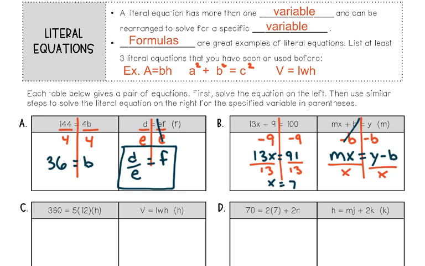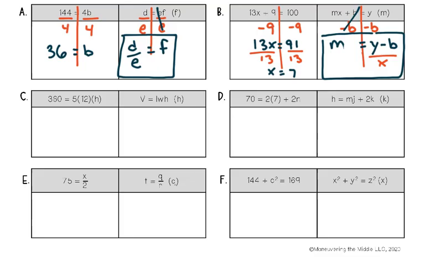Hopefully you realize, just like in our last example, since m and x are being multiplied, and you want to get m by itself, you would divide both sides by x. And if you do it to one side, you have to do it to the other. Since x divided by x is 1, your equation is now solved for m. m equals y minus b all over x. So that's how you solve a literal equation for a given variable.